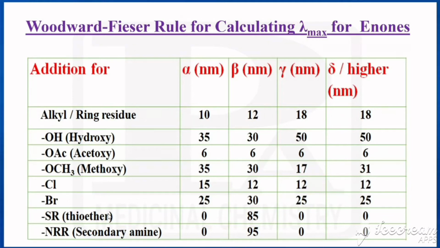For thioethers present in beta, that would be 85. For other positions, there is no value. If a secondary amine is present in the beta position, that would be 95, so we have to add 95 nanometers. If it is present in positions other than beta, there is no need to add anything. So these are the important values to find the lambda max for alpha beta unsaturated carbonyl compounds.